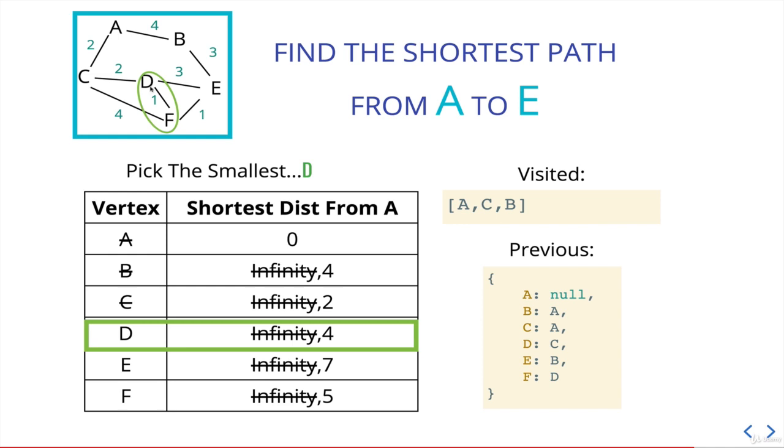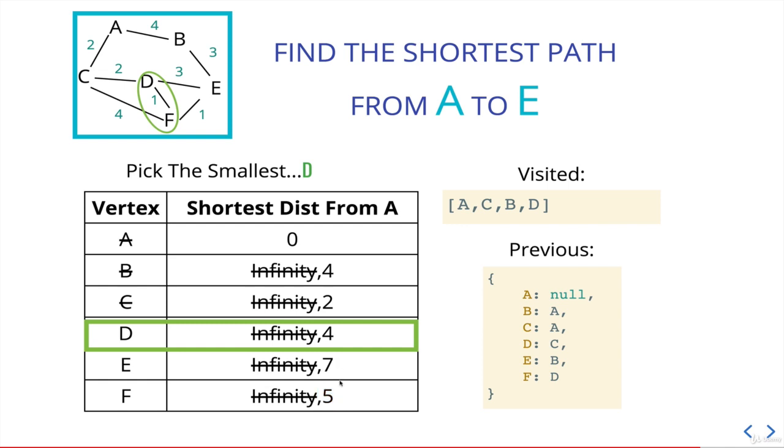Okay, so that finishes up D. We did this edge, we did this edge. So now we cross it off, we visit it. There we go. Now we're going to pick the smallest again. So we have 2 options. We visited all these 4, A, B, C, and D. Now we have E and F. Which one is smallest? Which one has the closest distance or the shortest path to A? Right now, that's F.